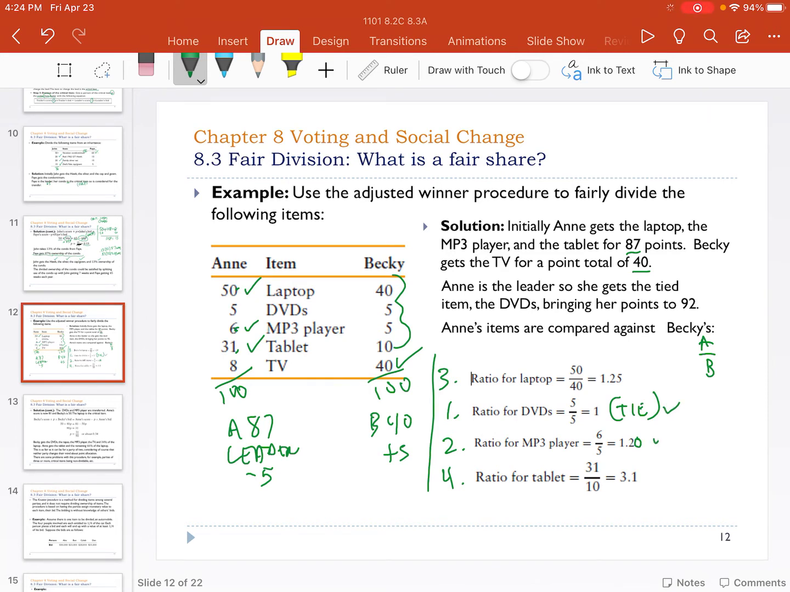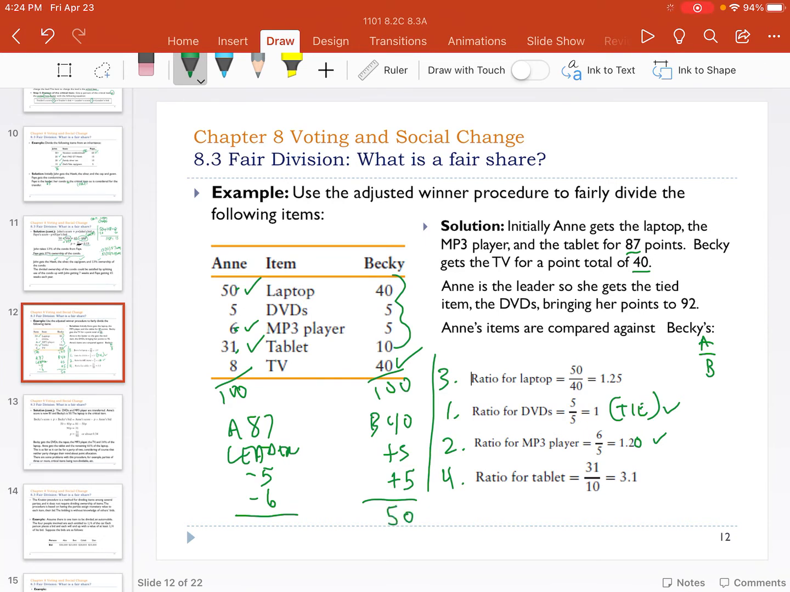That's not going to switch this. 82 to 35. I'm not going to write that down. So we take care of that, and then we move on to the next one. And that's going to be the MP3 player. So Ann gives that one up too. That's worth 6 points to her, only worth 5 to Becky. So notice how Ann loses more than Becky gains.